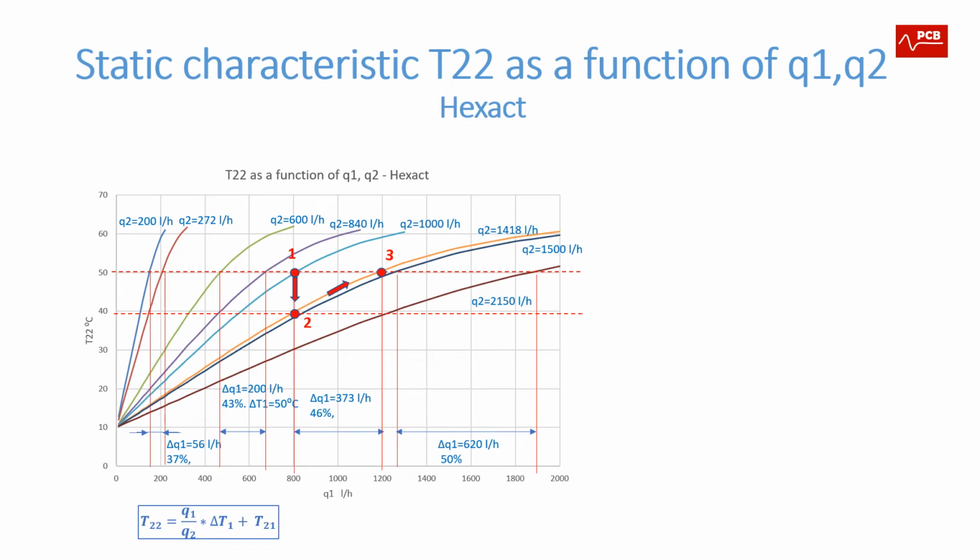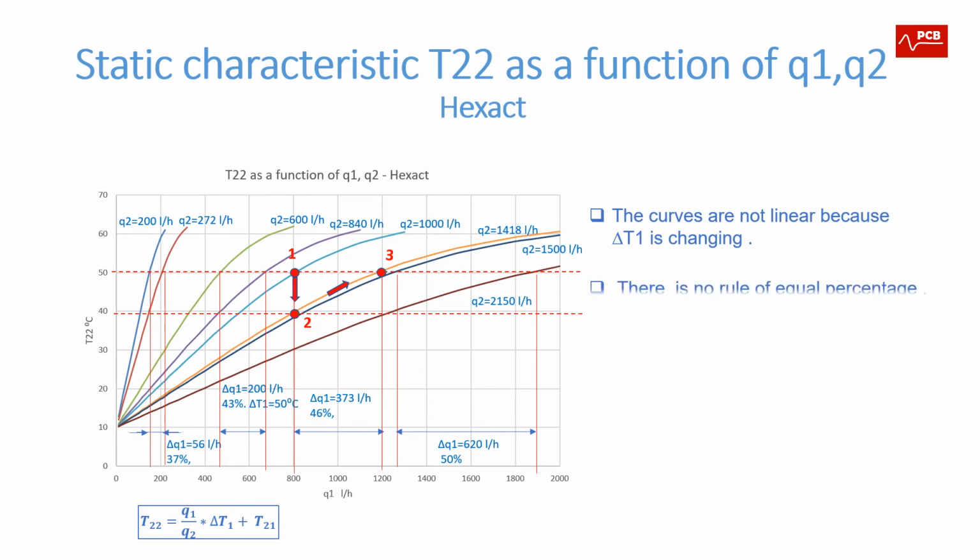And if we also have a look at the static characteristic made by exact, we can see that the lines are not linear anymore because delta T is changing through the process. And there is no rule of equal percentage, because we see that 37% is needed to change at the beginning, and at the end it is 50% change of primary flow to eliminate an error of 10 degrees.